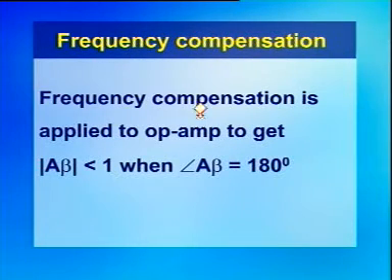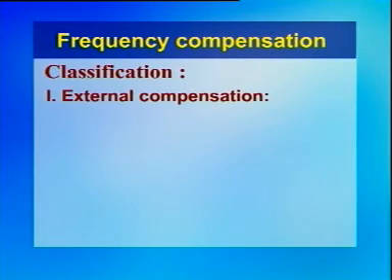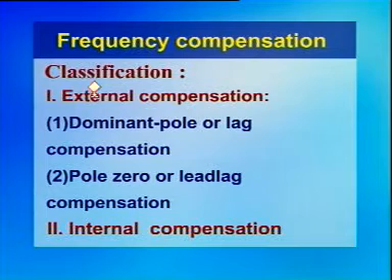Frequency compensation is applied to op-amp to get mod A beta less than 1 when phase angle of loop gain A beta equal to 180 degrees. The frequency compensation techniques are classified into 2 categories. One, external compensation, and it is further divided into 2 categories. One, dominant pole or lag compensation, and the other, pole zero or lead lag compensation. Another type of frequency compensation technique is internal compensation technique.